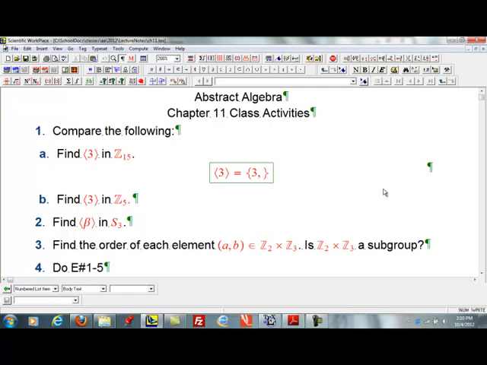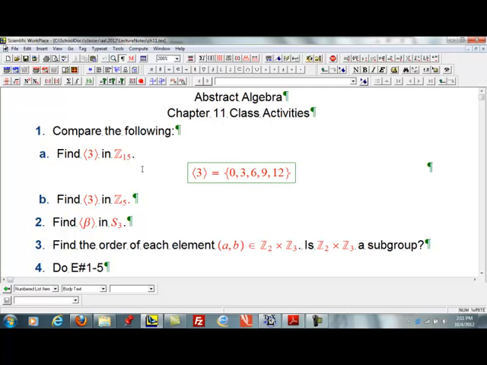Addition. So 3 plus 3 would be what? 6. All right, mod 15. And then add 3 to that and you get what? Add 3 to that. Add 3 to that. 15 becomes? 0. If you add 3 to that, you're back to 3. So it is actually the set, I'm going to put 0 at the beginning: 0, 3, 6, 9, 12. That's our cyclic group of 3 in Z15.